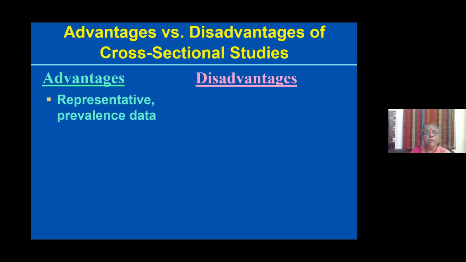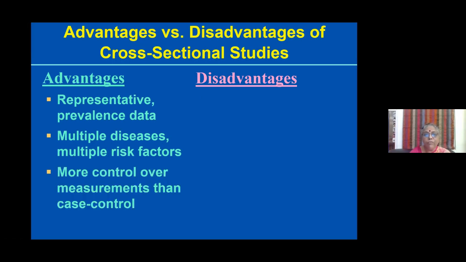So what are the advantages? It is a representative study for the risk factors or for the diseases in a population, and it provides you with prevalence data. You can study multiple diseases, you can study multiple risk factors, and you have more control over the measurements than in a case control study, which I'll be dealing with later, where you have to depend on the patient's memory or on the records. Here you are yourself taking the data, measuring the data.